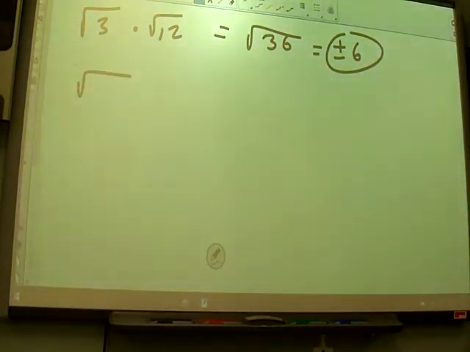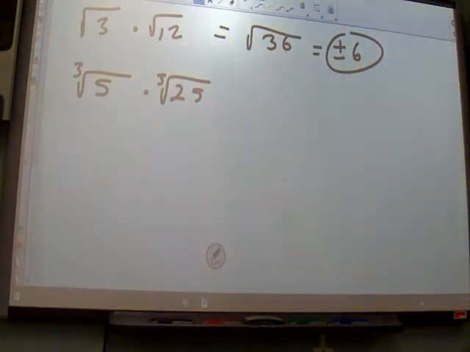What about the cube root of 5 times the cube root of 25? My first question to you is, can I do anything to this? Yeah, they're both cube roots. Very good. Y'all are so smart. That's why y'all are my favorites. So my answer will be a cube root. Now, what is 5 times 25? 125. Thank you, ma'am. And then you take the cube root.